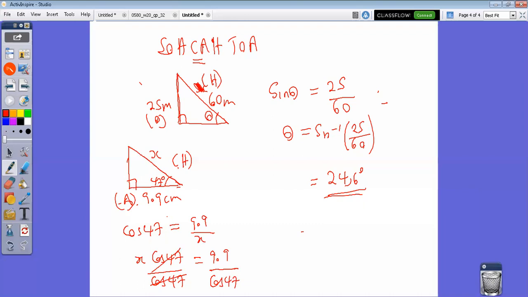So what is 9.9 divided by cos 47? If it's a side, it is 3 significant figures. Divided by cos 47, what do you get? 14.5. Centimeters, since it's in centimeters. Making sense?